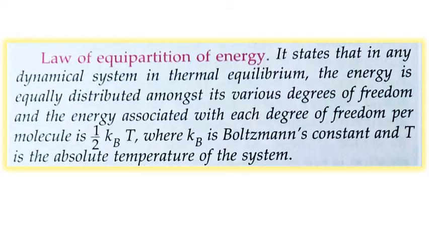The law of equipartition of energy states that in any dynamical system in thermal equilibrium, the energy is equally distributed amongst its various degrees of freedom, and the energy associated with each degree of freedom per molecule is half kBT, where kB is the Boltzmann constant and T is the absolute temperature of the system.